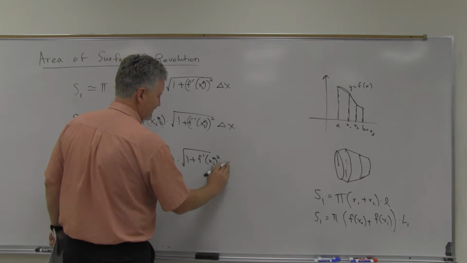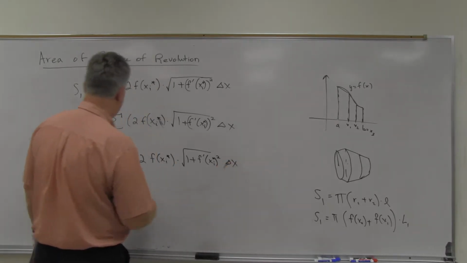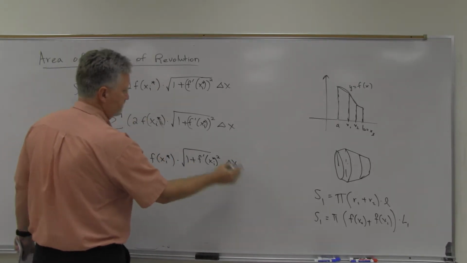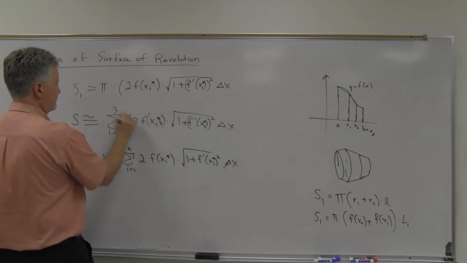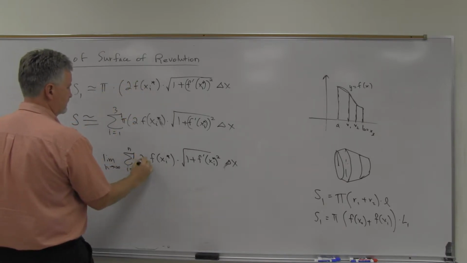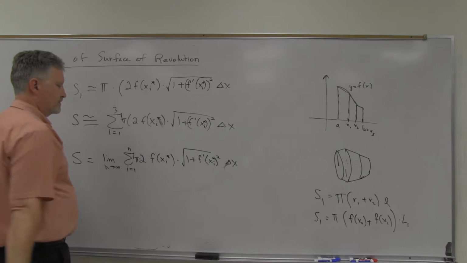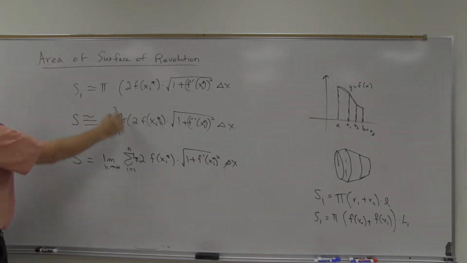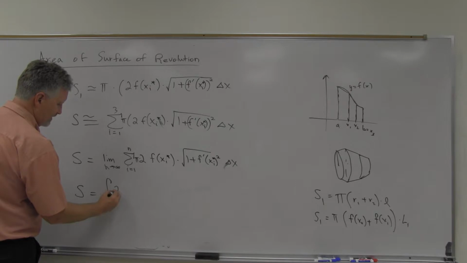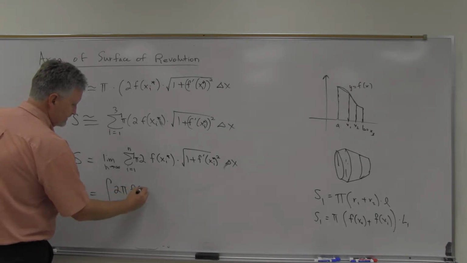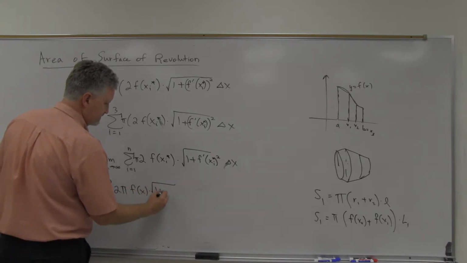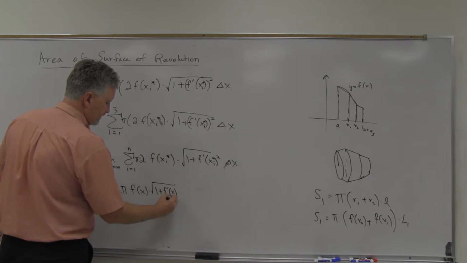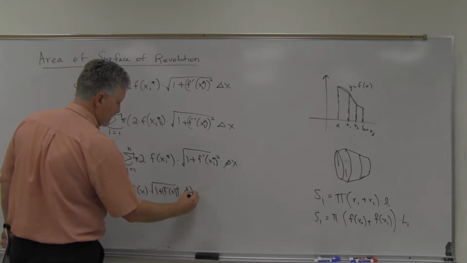Where'd the pi go? I forgot the pi. Right here. There's a pi there, just forgot it. Well, that's just the integral. The integral of 2 pi f of x times the square root of 1 plus f prime of x squared dx.